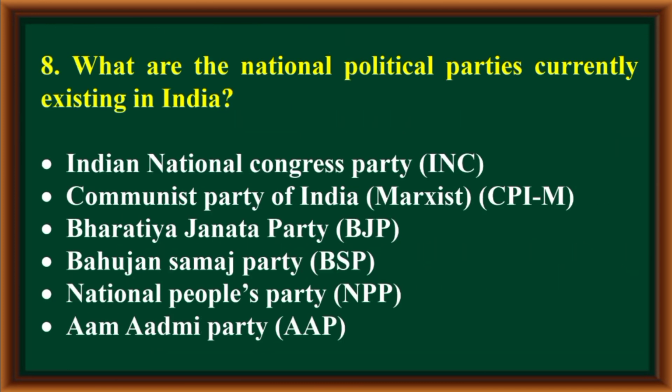What are the national political parties currently existing in India? Indian National Congress Party, INC. Communist Party of India, Marxist, CPIM. Bharatiya Janata Party, BJP. Bahujan Samaj Party, BSP. National People's Party, NPP. Aam Aadmi Party, AAP.